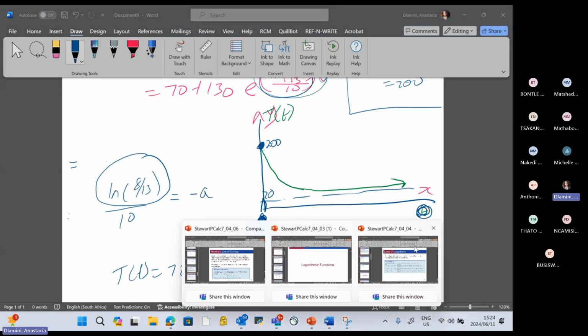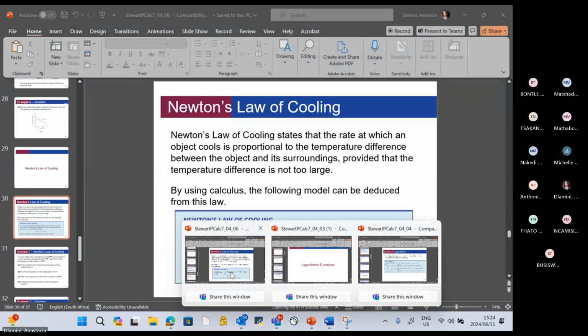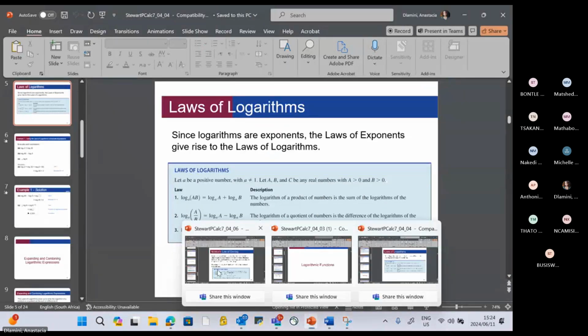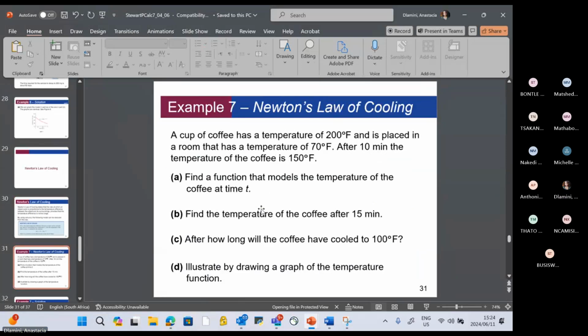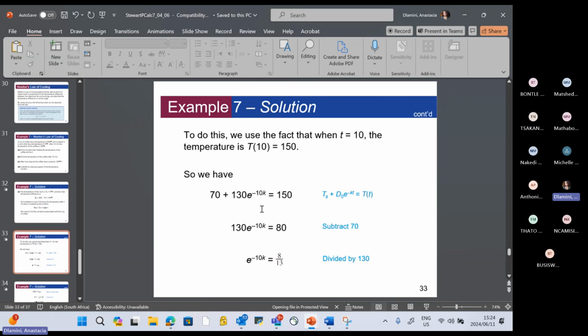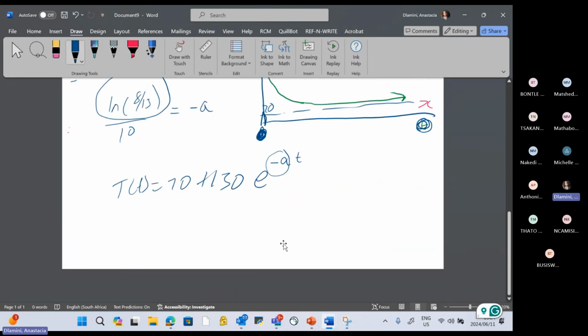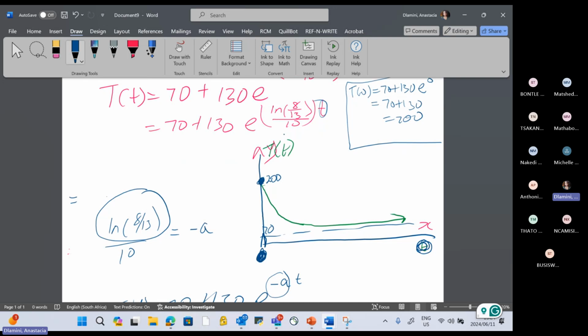Okay. Where am I now? Okay. So now they say, find the temperature of the coffee after 15 minutes. What do we do? So we found, let's see, okay, we find our T to be this one. But remember ours was not written like this, where we didn't simplify, so our T was this one here.